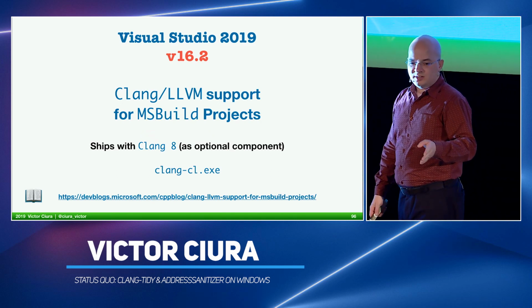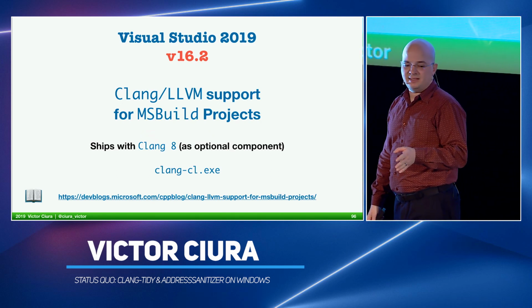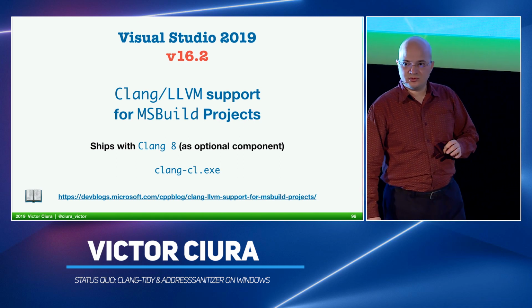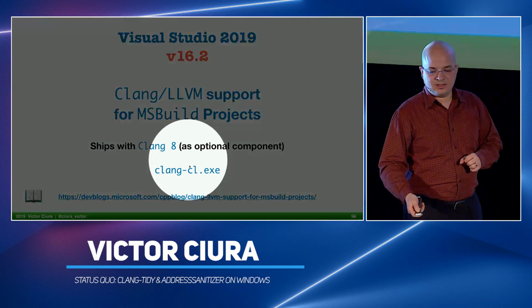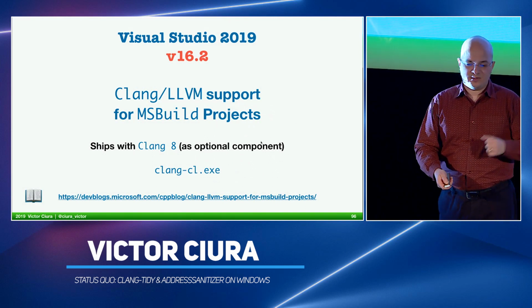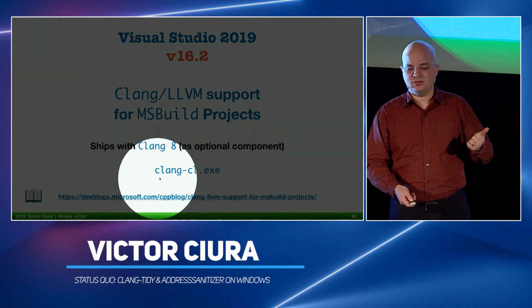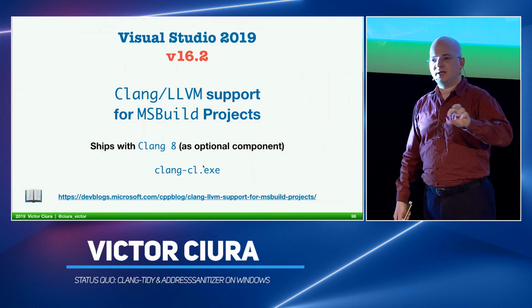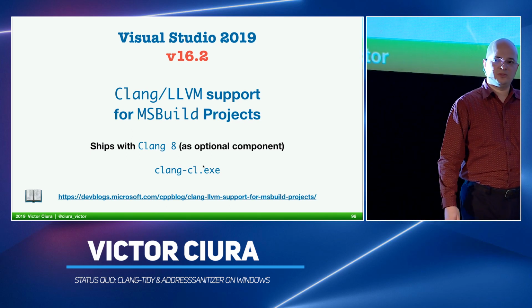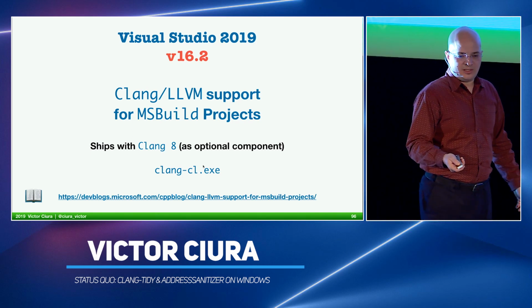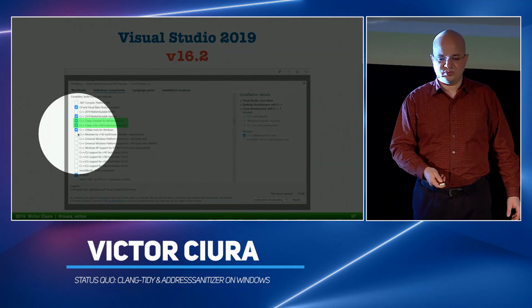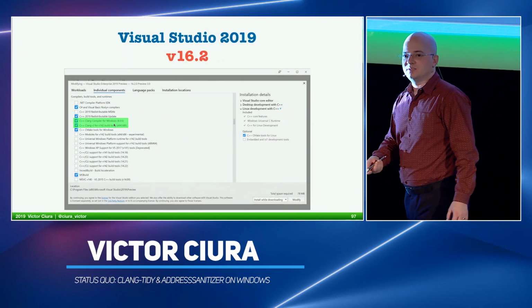Starting with version 16.2, Visual Studio 2019 has built-in Clang and LLVM support for MSBuild projects, which is good news. It does come with Clang 8 as an optional component that you need to check and install. As opposed to Clang Power Tools, which uses the standard GCC-style driver, clang++, this uses clang-cl, a special driver that knows how to deal with Visual Studio specific command line and build switches. You just have to select the appropriate components when you install or customize Visual Studio 2019.